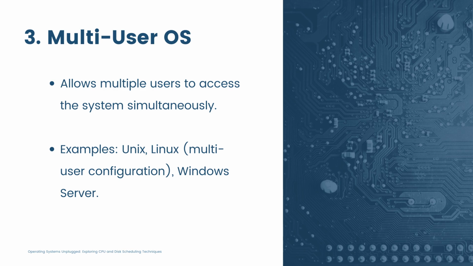The third one is Multi-User OS. In this OS, multiple users can access the system simultaneously. For example, on a server that utilizes Multi-User OS, a user can edit a document while another one is running a program, both utilizing shared system resources without problems or any interference.